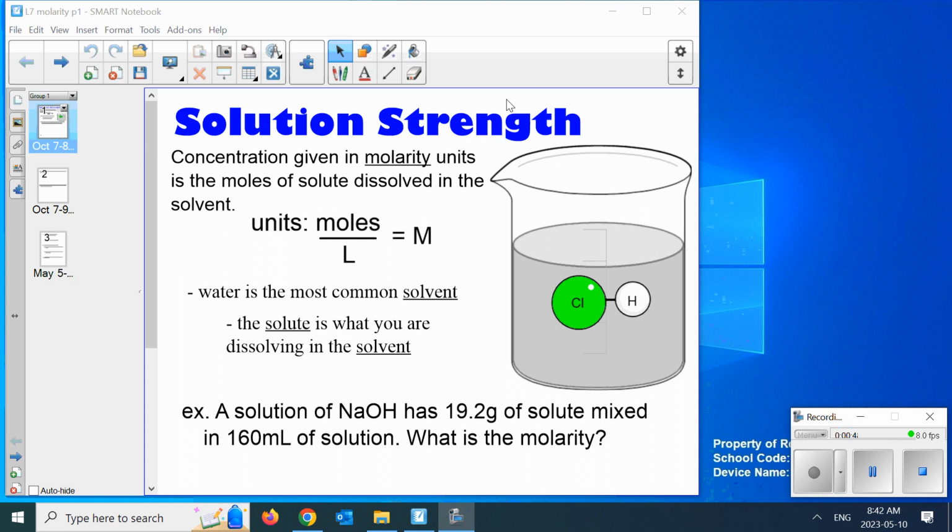So solution strength, you have an idea of that. Like if you make iced tea with powder or whatever, and you know if it's, oh, this is weaker than the last time I made it, I need another scoop of mix, right? So you guys get the idea of what we're measuring, how much is dissolved in it. Now the vocabulary: concentration is given in molarity. Well, that's going to be moles of solute dissolved in the solvent.